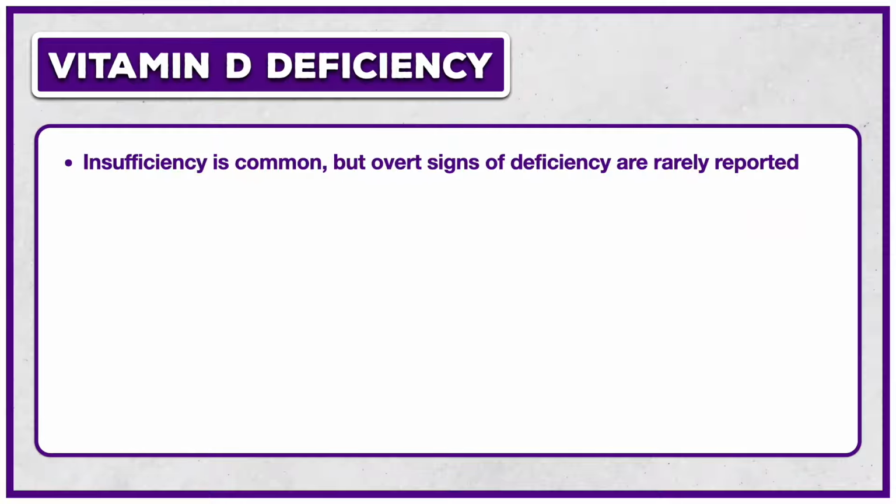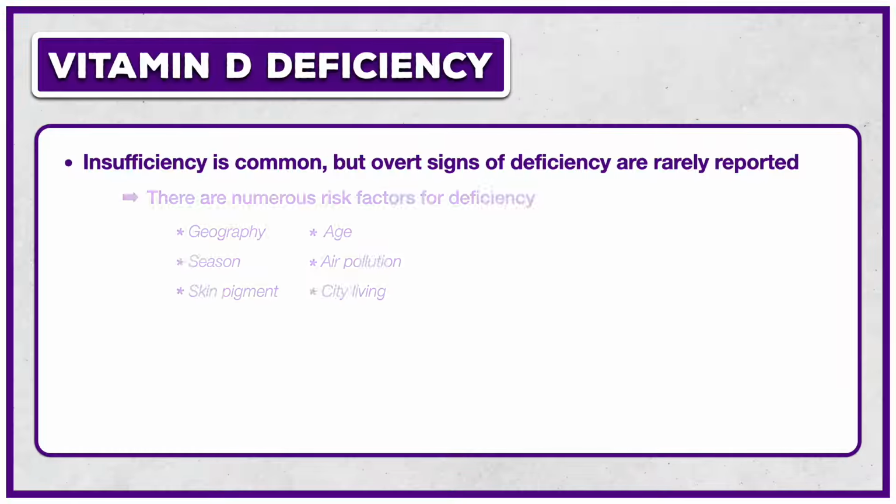Turning to deficiency, having an insufficiency is common, but overt signs of deficiency are rarely reported. Nevertheless, there are numerous risk factors for deficiency, such as geography, season, skin pigment, age, air pollution, and city living. Anything that may reduce exposure to direct sunlight will increase the risk of deficiency.